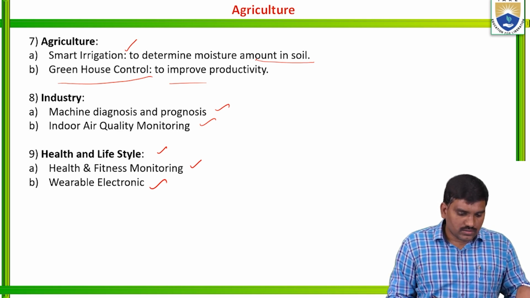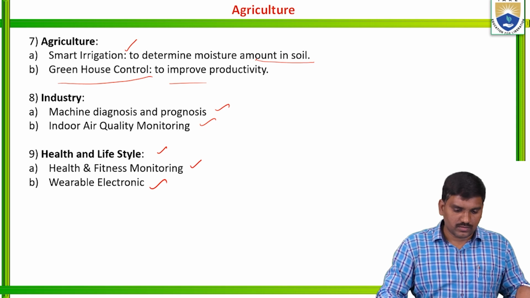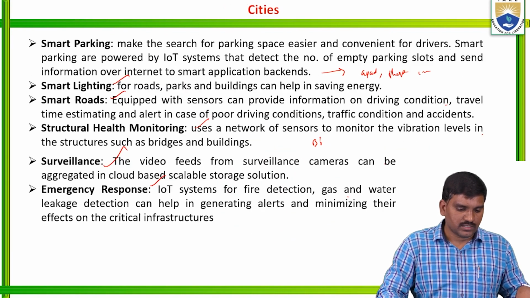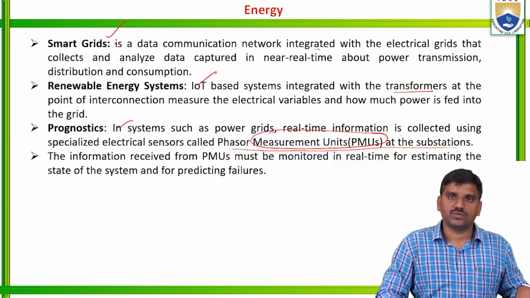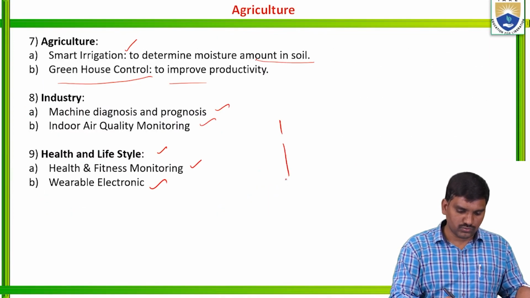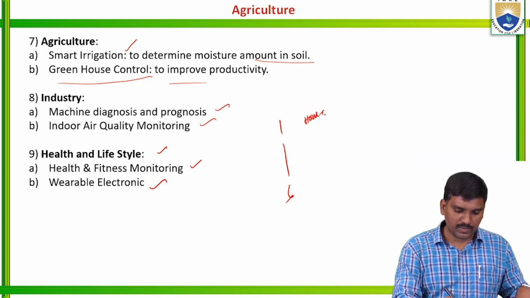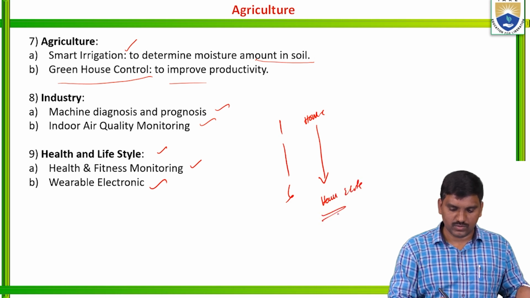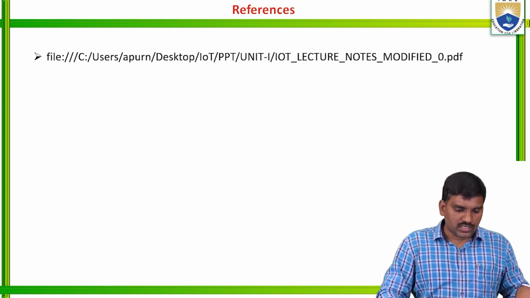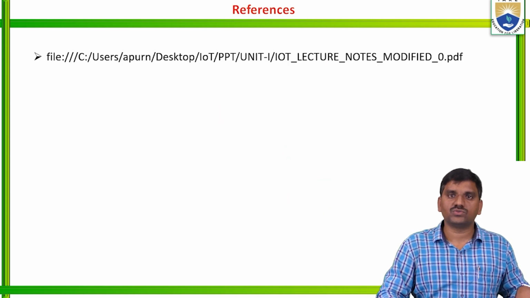These are the IoT domain specific areas: agriculture, industry, health and lifestyle, logistics, retail, energy, environment, and cities and home automation. So these are the IoT levels, 1 to 6, and IoT domain specific applications, from home appliances to health and lifestyle. So this is the session. I'm going to conclude. These are the references I used for this session.